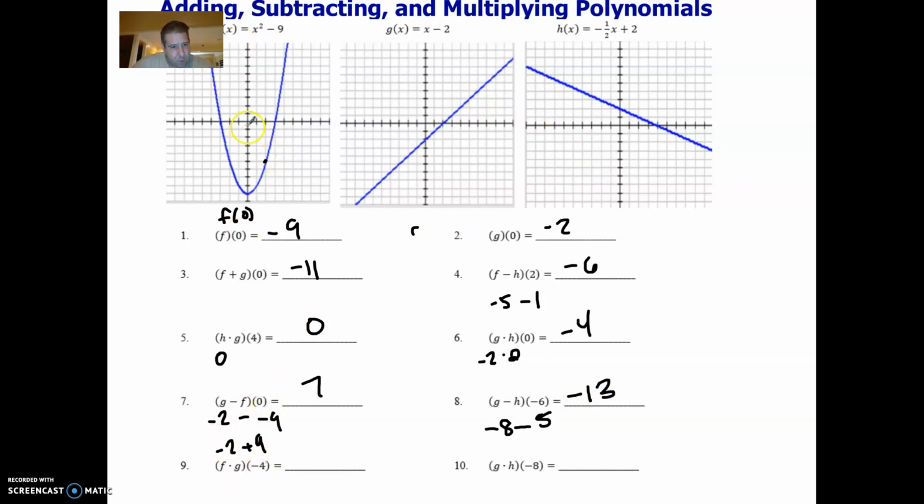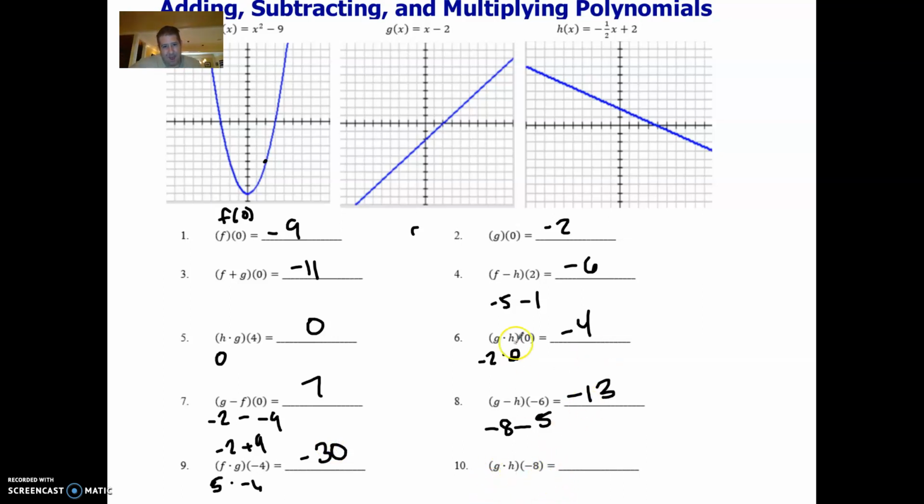f of negative 4, 1, 2, 3, 4, 1, 2, 3, 4, 5. Okay, well, I'm just going to do it this way. 4 squared is 16. 16 minus 9 makes 5. g of negative 4. And once again, I'm going to just put it up here. Negative 4 minus 2 more makes negative 6. There you go. Negative 30.